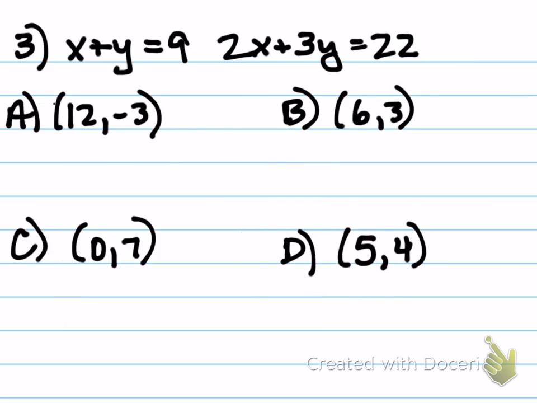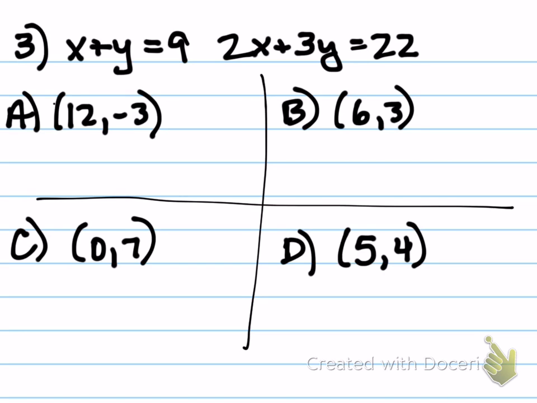We're going to skip over number 2. We're just going to work through the odds together. Number 3 gives us these two equations, and a little bit more complicated here. The first equation just says if we add them up, we get 9. The second one says if we double the x value and add to that triple the y value, we'll get 22. So let's check the first one, which is choice A.